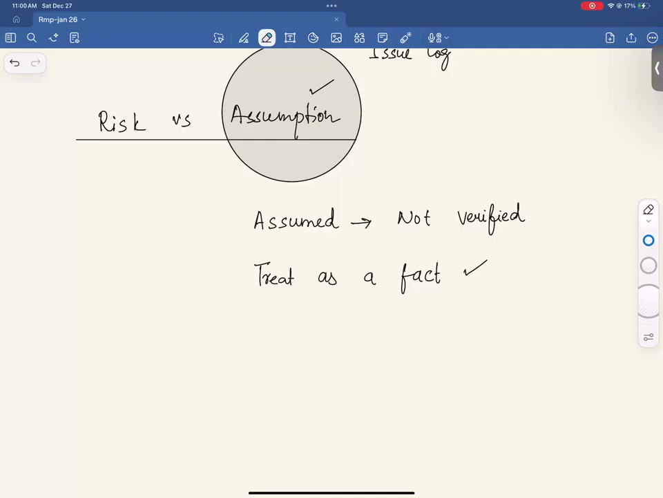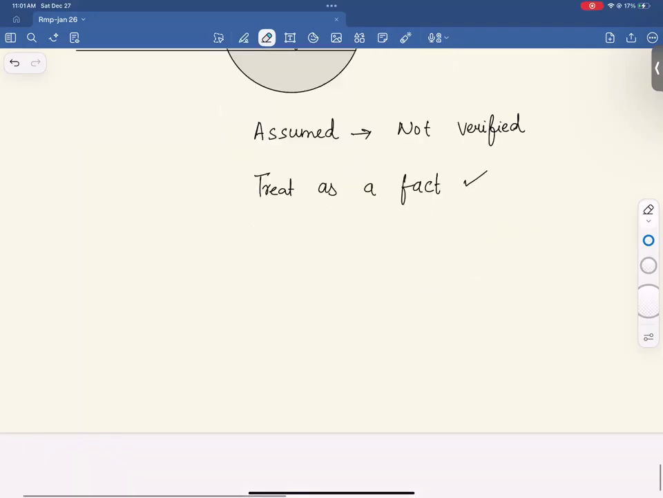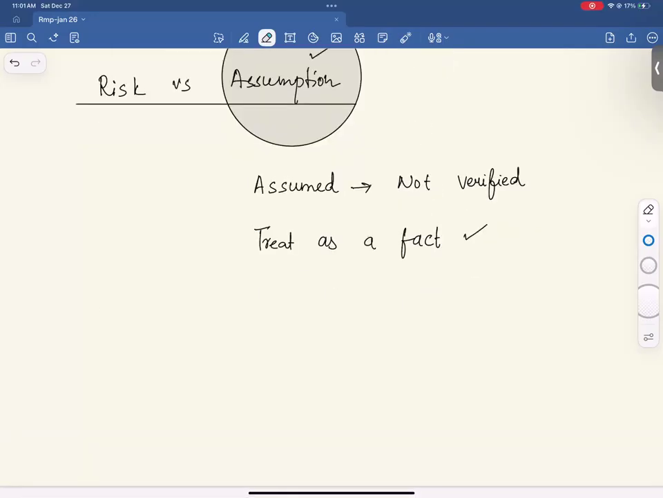So first of all, we need to understand the difference between assumption and risk. An assumption is something that you believe to be true, something that you treat as a fact, as Aftab mentioned. For example, during planning, let's say I'm doing my cost planning. Everybody, please pay attention. These small details will help you get the questions right in the exam.